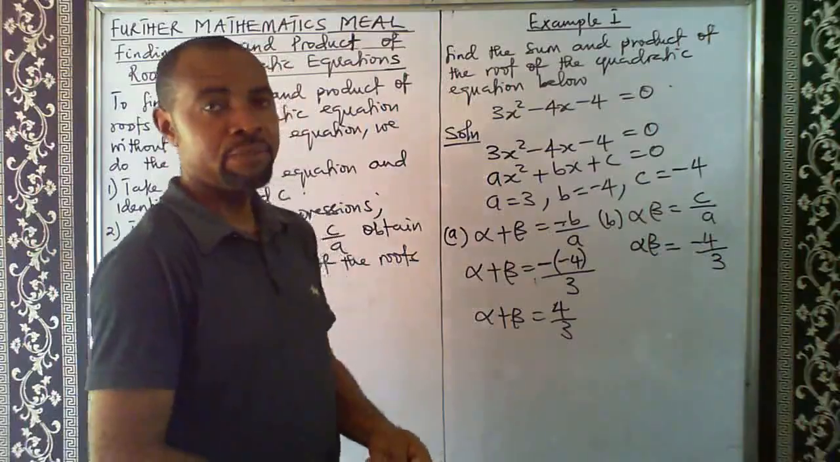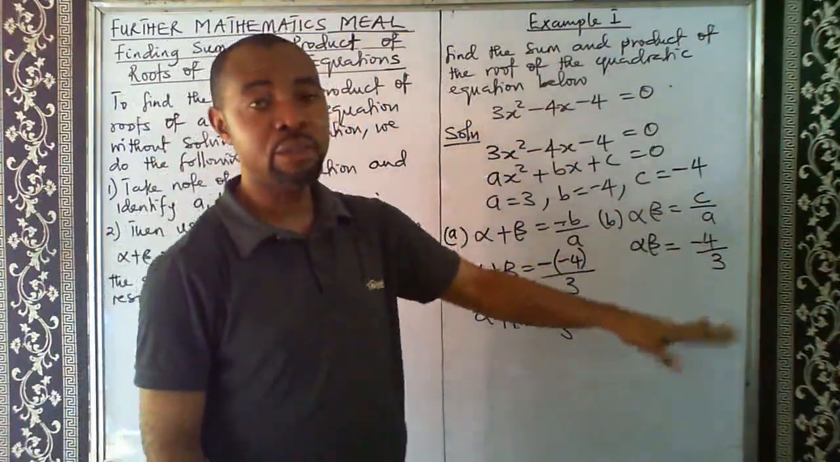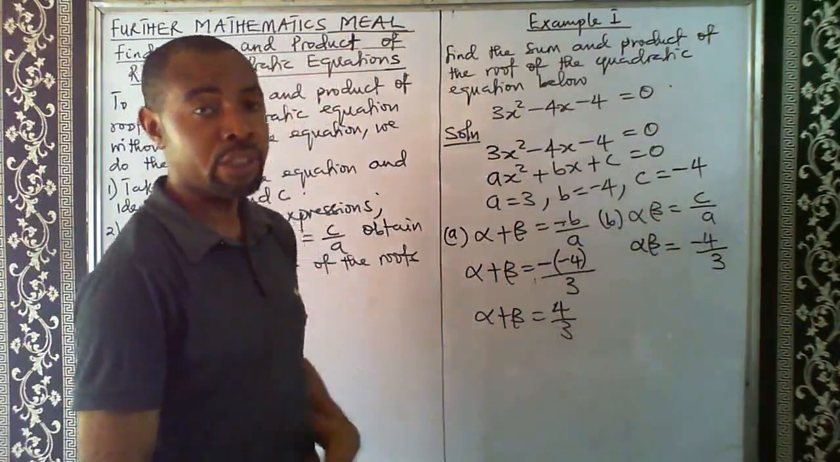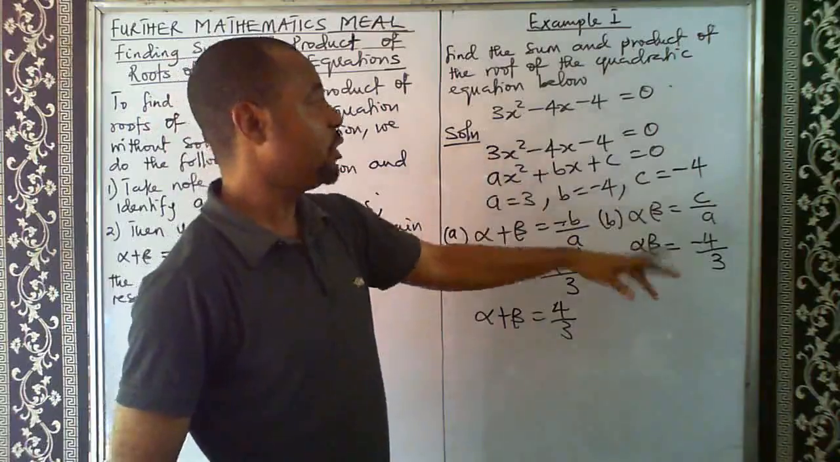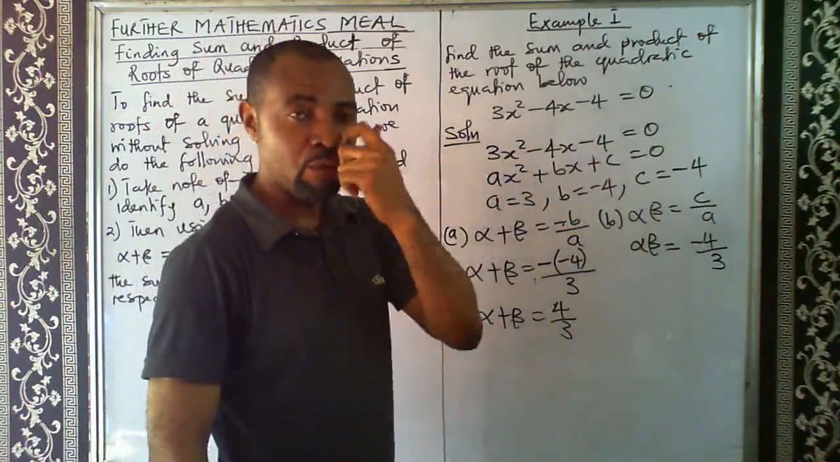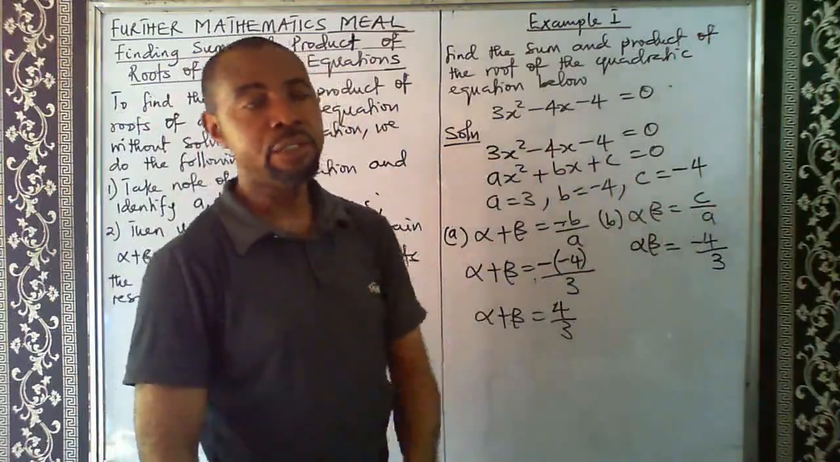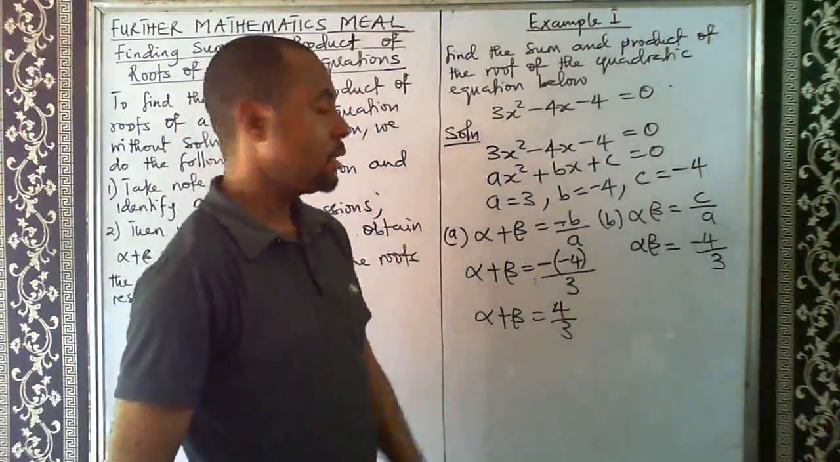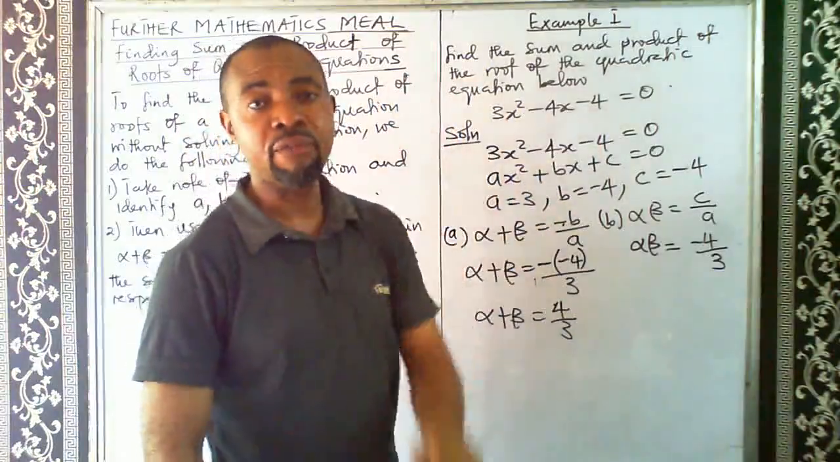This is quite easy. Imagine trying to solve this quadratic equation first, maybe by the factorization method or completing the square method or general formula method. Then after solving, you will now start finding the what? The sum and then the product. It will be a long process. That's why this expression simplifies the whole thing.